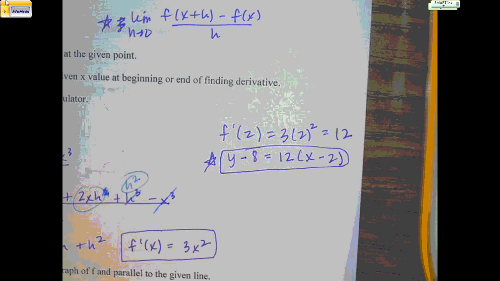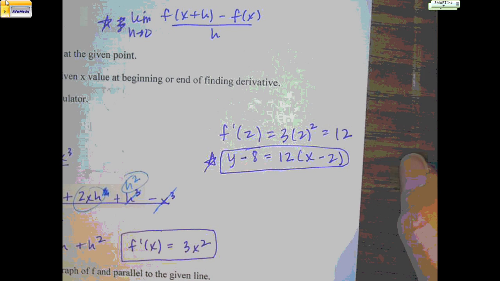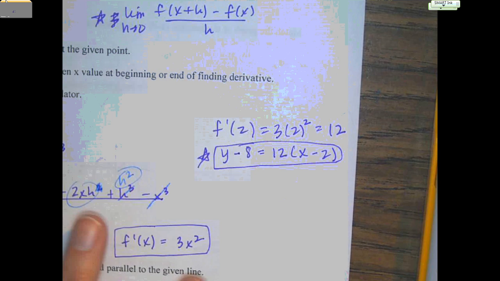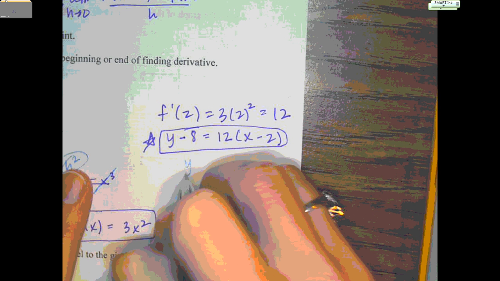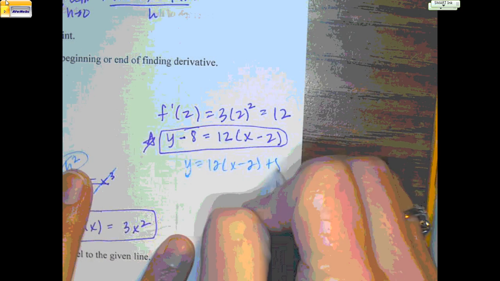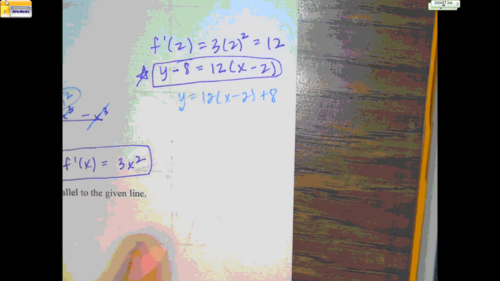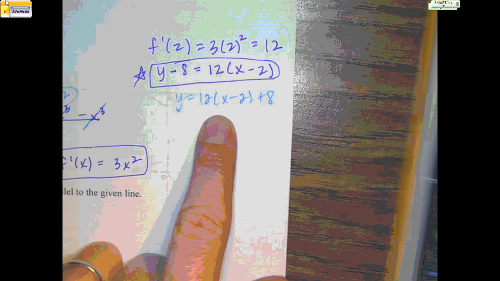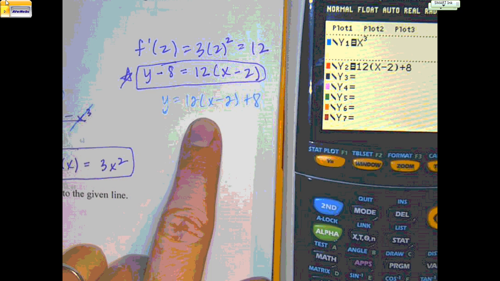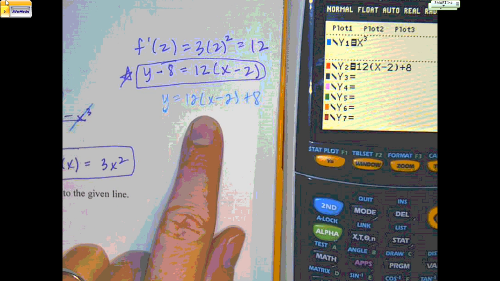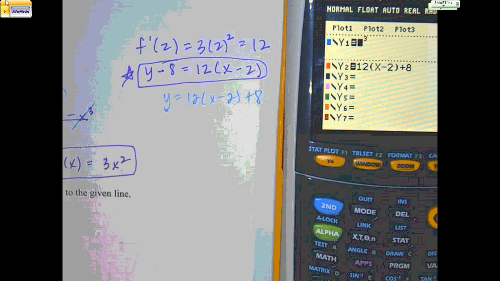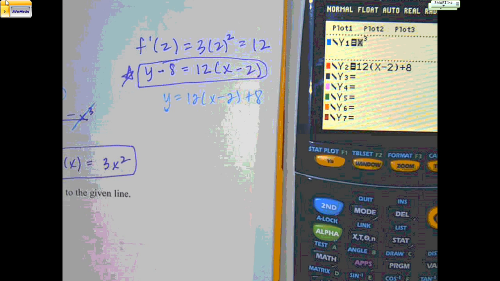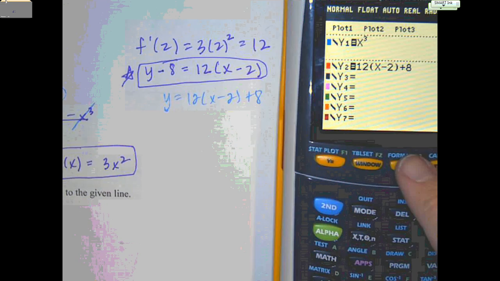It says to graph f of x and the tangent line in your calculator. So grab your calculator and go to your y equals button. And for some of you, well, everybody, you're going to add 8 to both sides of this guy right here. If you want to distribute, that's fine, but I'm going to plug in the blue one into my calculator because it has to be y equals. So plug them both into your calculator, the original function and the tangent one, and then hit zoom 6 and graph it.